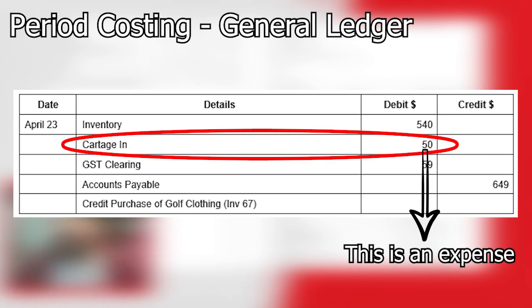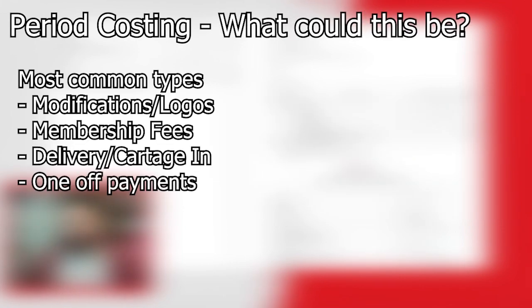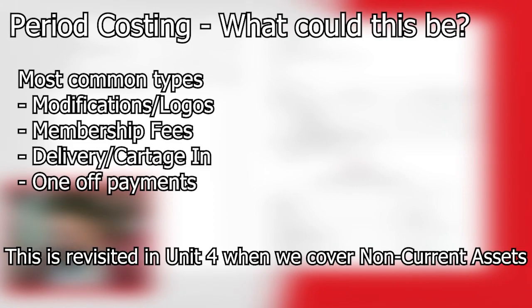So what can be considered period costs? The most common ones you're going to see in both Unit 3 and Unit 4 are going to be logos, add-ons, and paint jobs. And that extends to other one-off costs as well. So like any security systems you might do when we do non-current assets. But we'll get to that in Unit 4. That's a Unit 4 problem. The other one is delivery. That's the other one we're going to be dealing with. In this case, it is a period cost.